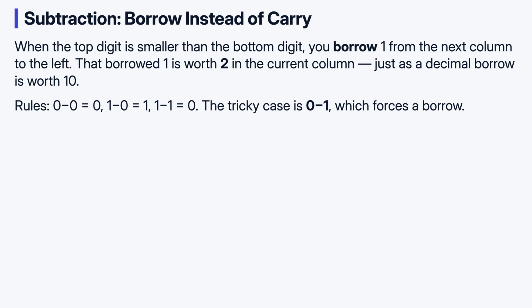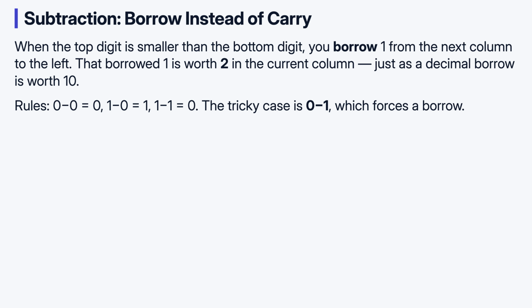Subtraction works column by column too, but instead of carrying, you borrow. When the top digit is smaller than the bottom digit, you borrow 1 from the next column to the left. That borrowed 1 is worth 2 in your current column, just as a borrow in decimal is worth 10.